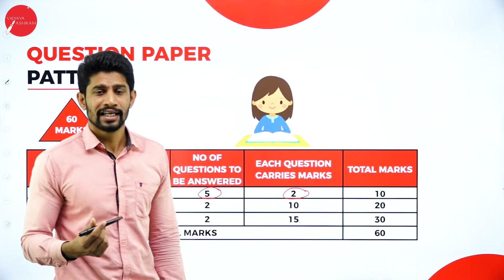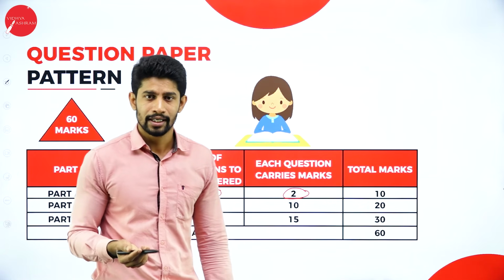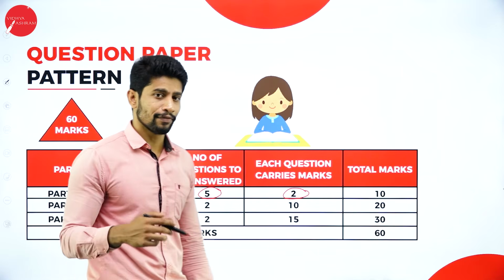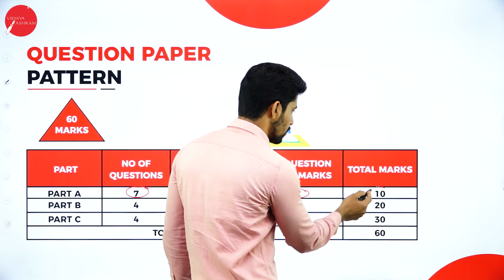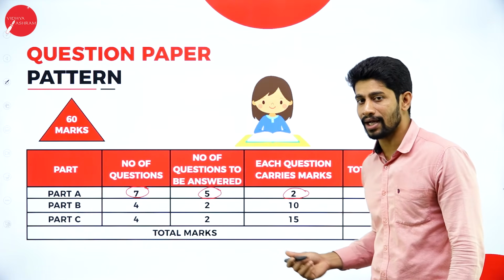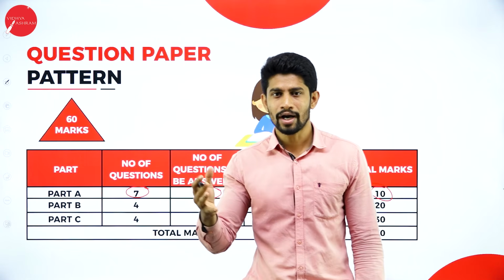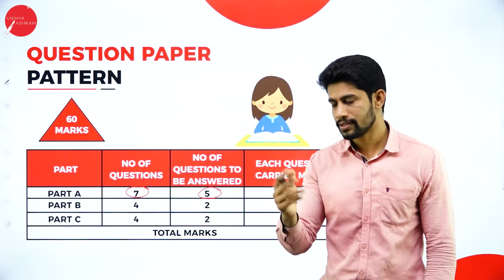Sometimes he'll give only 2 questions which carry 5 marks each. Again, the total comes to 10 marks. So in part A, he'll be asking questions for 10 marks. Either he might ask 5 questions of 2 marks, or 2 questions of 5 marks.